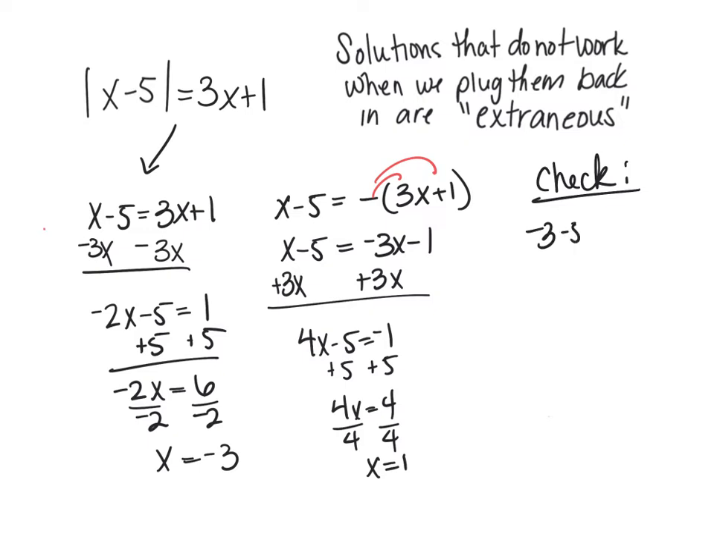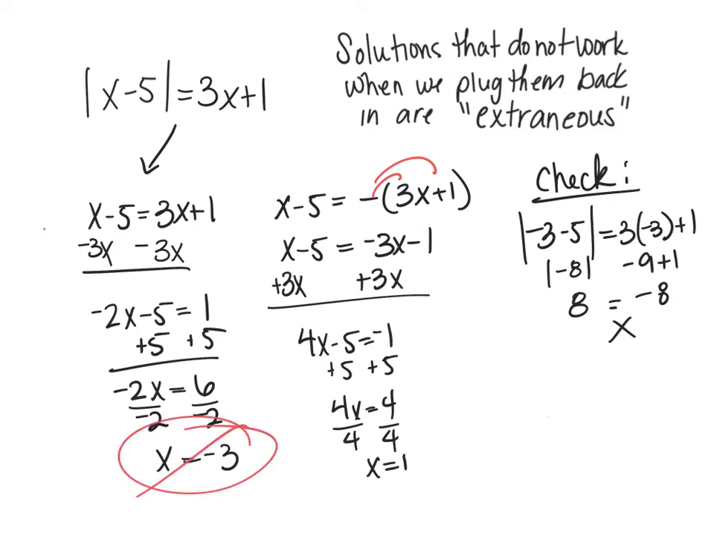Negative 3 minus 5, the absolute value of x minus 5: that's the absolute value of negative 3 minus 5 equals 3 times negative 3 plus 1. That's negative 9 plus 1, negative 8, is equal to positive 8, because that's the absolute value of negative 8, which is not true. So that means this is extraneous.